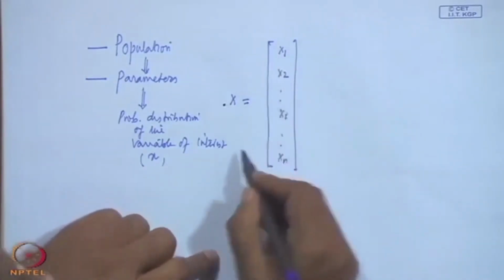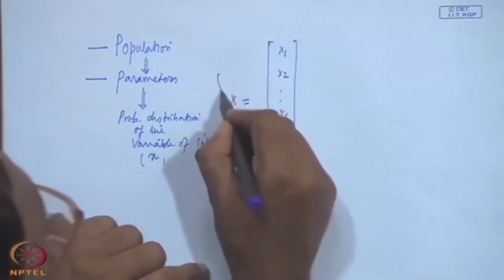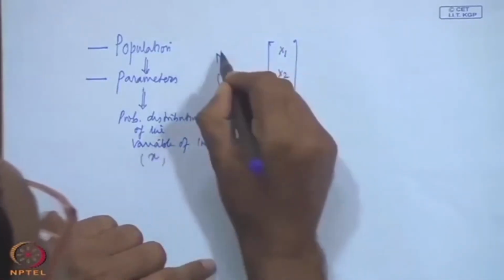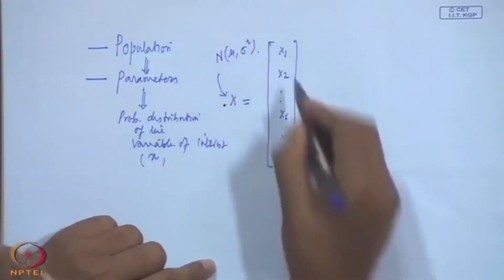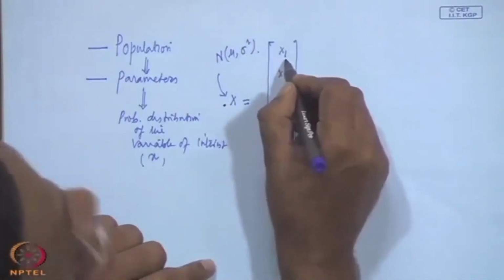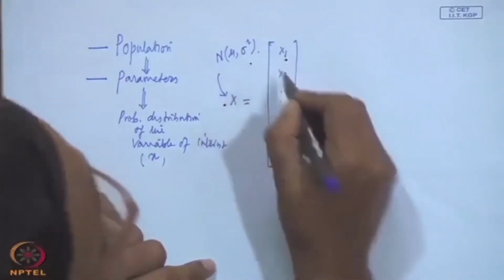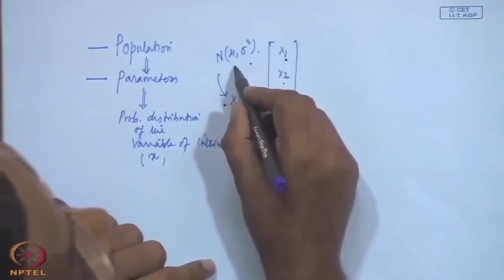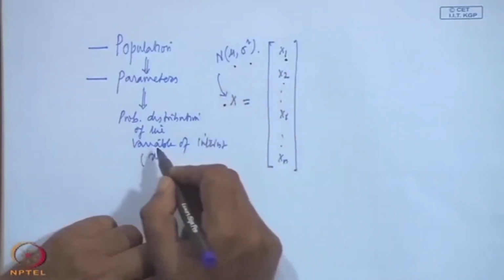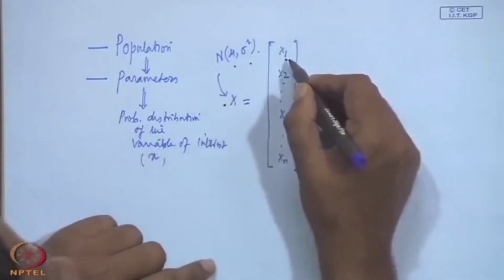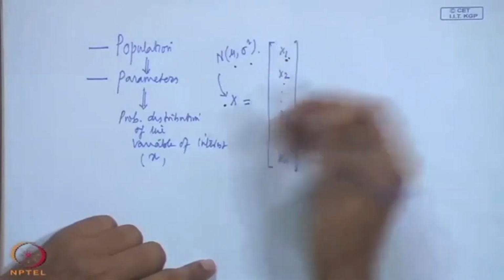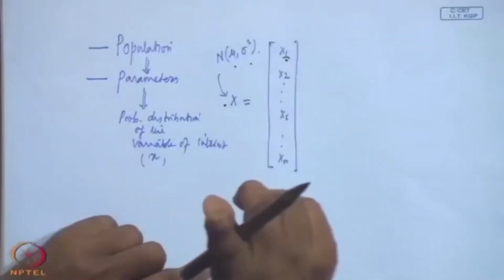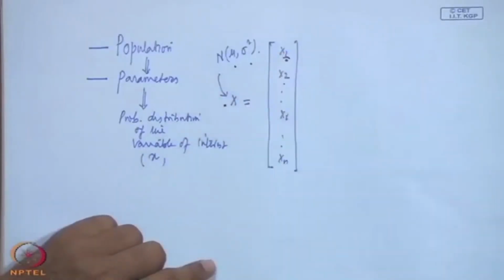Getting me? Suppose x is normally distributed with mu and sigma square. That means x 1 is also normally distributed with mean mu and sigma square, x 2 is normally distributed with mean mu and sigma square, because they are coming from the same population. There is no guarantee that when you go, you will observe some value of x, and somebody else will go, he will observe some different value of x, even though it is the first observation. For you it is first, for him also it is first.